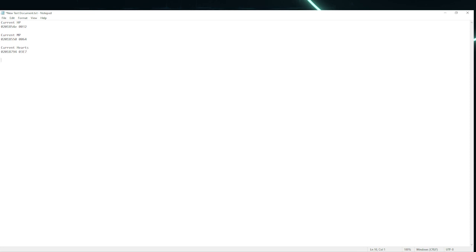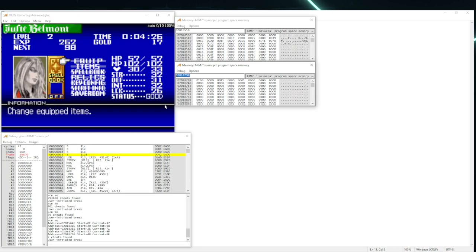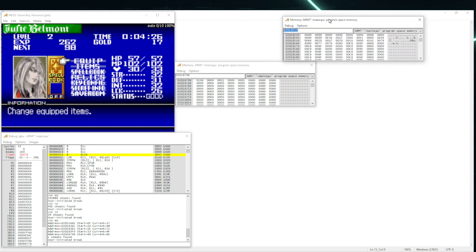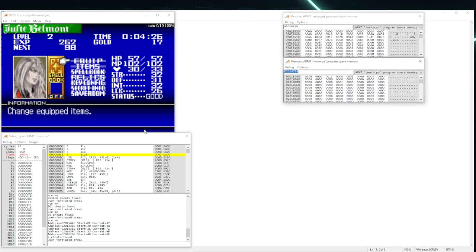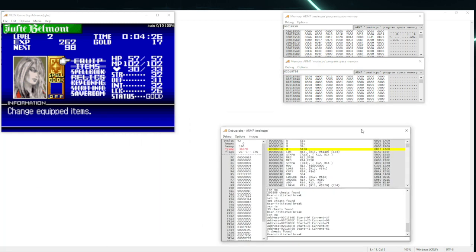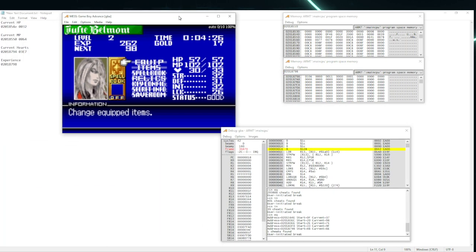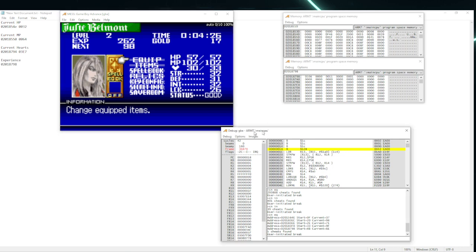Now we know that's the address for the experience. We can use that to our advantage. Now that we have essentially a bunch of addresses for the things we want to mess around with, we can start getting into the more complicated stuff. I'm just going to move this out of the way just so we can see the addresses.